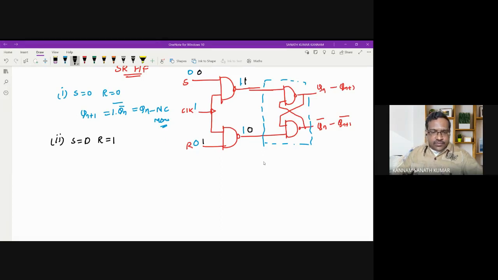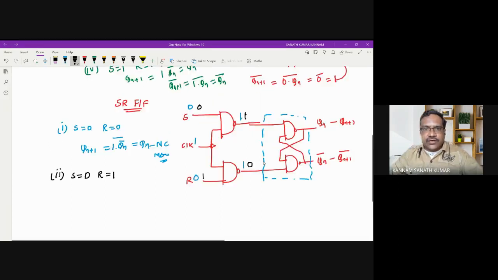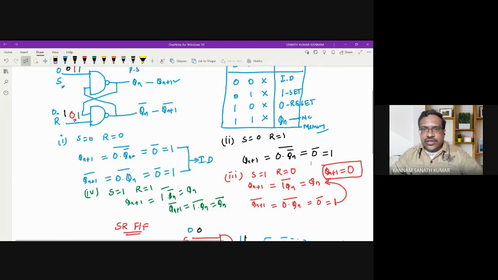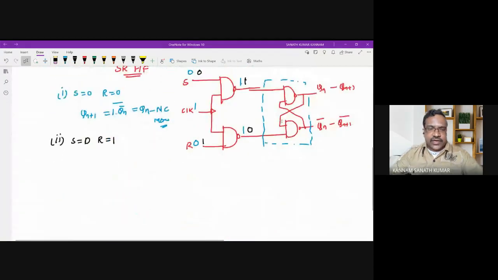Okay. So if you see the truth table for the SR latch, if it is 1 0, you should get the reset state. So here I am realizing Qn plus 1 equal to. If you take this 1 into this input, 1 into Qn bar whole bar, so this is equal to what? You are getting Qn.